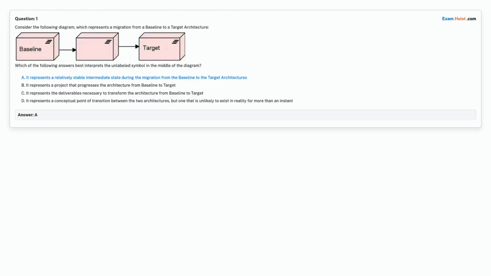Correct answer is Option A. It represents a relatively stable intermediate state during the migration from the baseline to the target architectures.